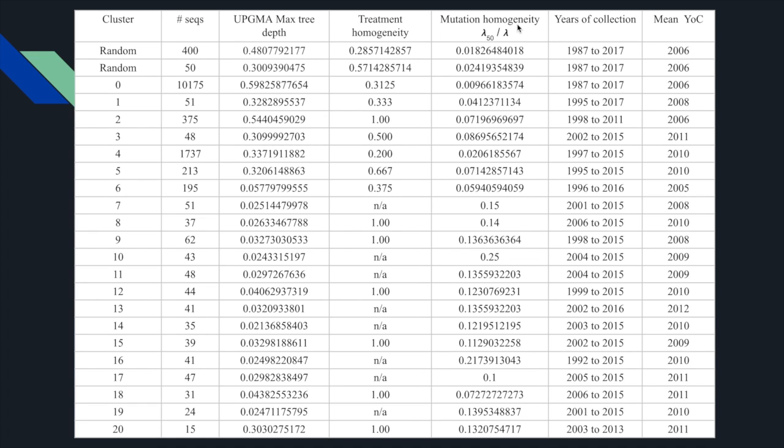The result is shown in this column, and as expected, we see a substantial negative correlation between the maximal UPGMA tree length and the homogeneity index. In other words, this means that the more related the sequences are, the more likely a given mutation is to be highly represented in the cluster.